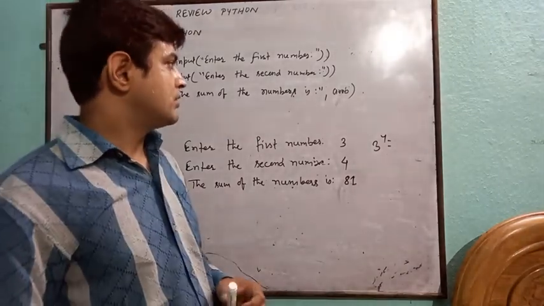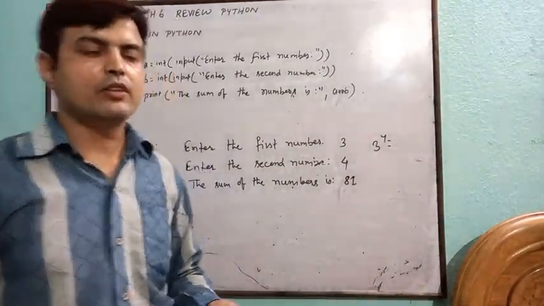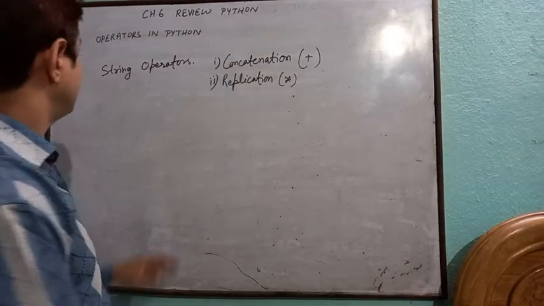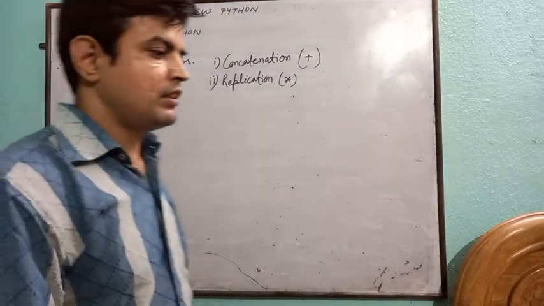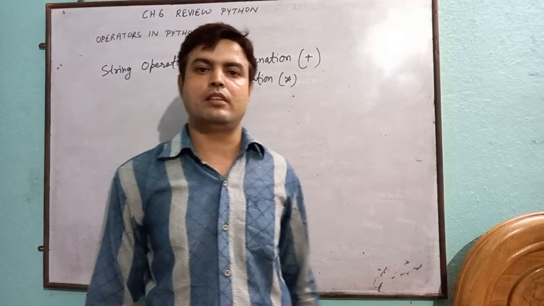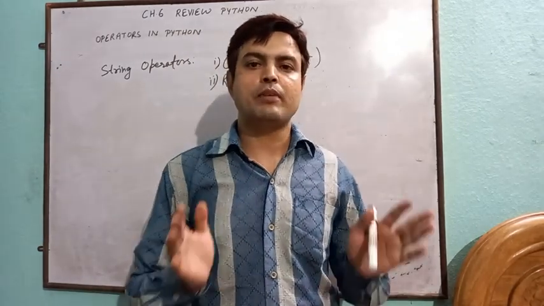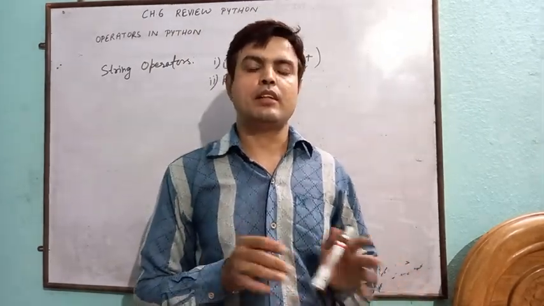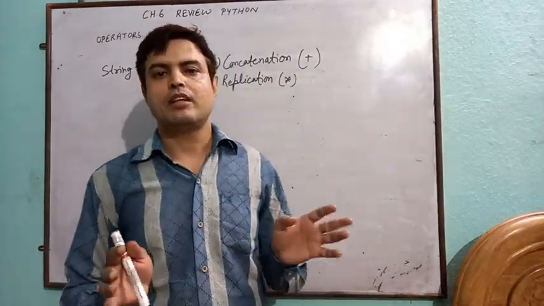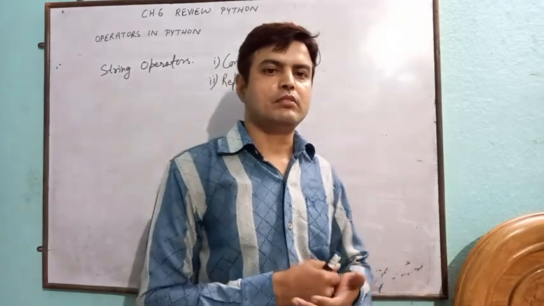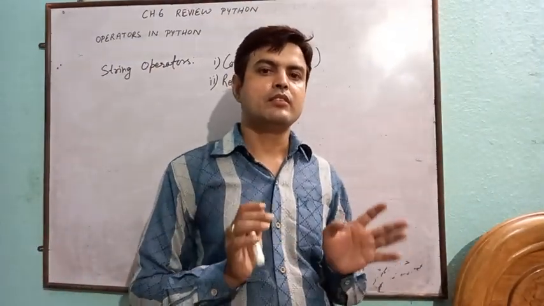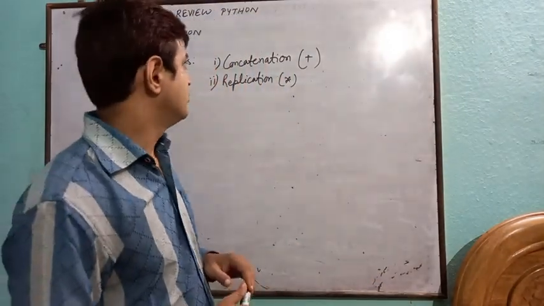Now we will discuss the next operators, the string operators. What is a string? We have already discussed strings in Microsoft Excel. A string is a sequence of characters, enclosed in single or double quotation marks. Our names are also string values, as our name is a combination of characters. So this is also a string value.